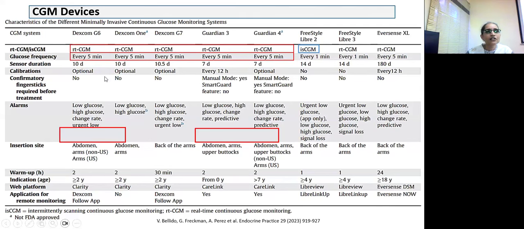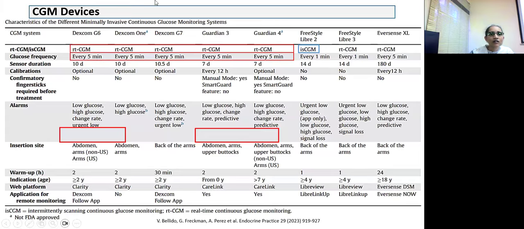And the sensor duration is about 10 days for Dexcom devices, 7 days for Guardian, 14 days for Freestyle, which we are using here. Calibrations are optional for Dexcom, 12-hourly calibration is required for Guardian, and no calibration is required for Freestyle because it is a factory calibrated device and doesn't require calibration.